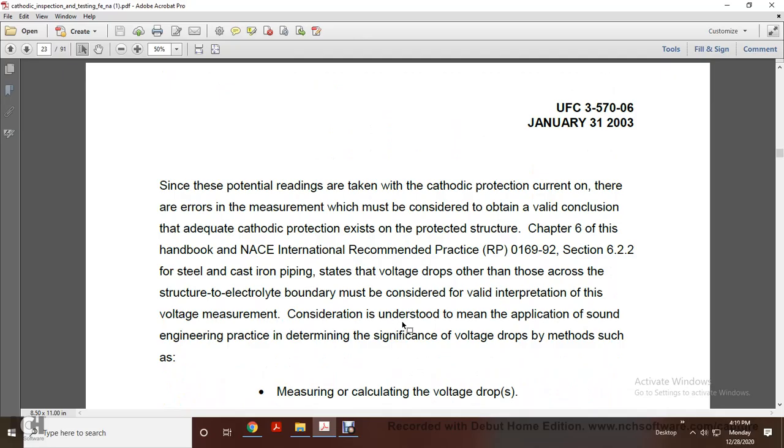Since the potential readings are taken with the cathodic protection current on, the measurement must be interpreted conservatively to obtain a valid conclusion of adequate cathodic protection. According to Chapter 6 of the handbook of the National Association of Corrosion Engineers, NACE International Recommended Practice RP0169-92, Section 6.2.2, for steel and cast iron pipe, the voltage drop across the structure-to-electrolyte boundary must be considered for a valid interpretation of the voltage measured, and sound engineering practice applied to determine the significant voltage drop.